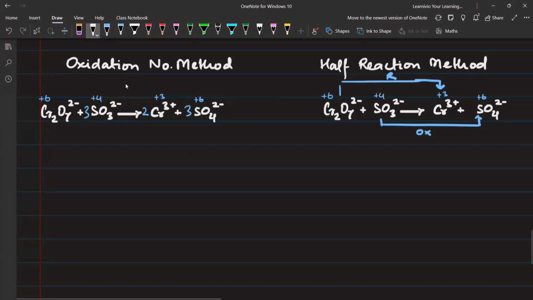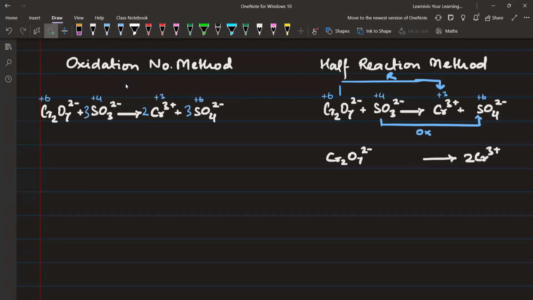Now I will write these two reactions separately. Cr2O7 2 negative gives 2 Cr3 positive, because I have to balance the number of atoms first. Now it is going from plus 6 to plus 3, so it has gained electrons, right? So it will gain how many electrons?